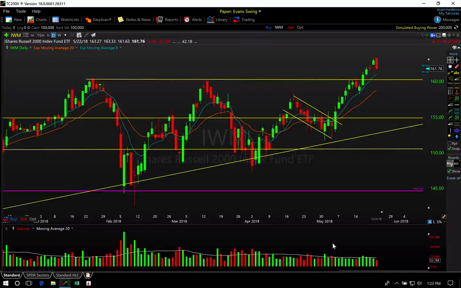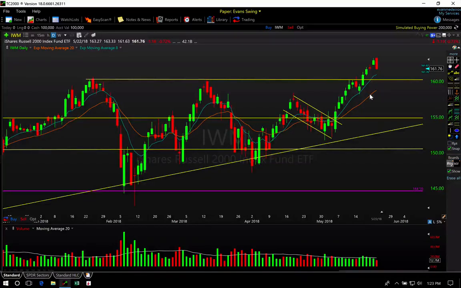Given the fact that it has been up almost a dozen days in a row here, I think a pullback even to 160 or so is totally reasonable. It's only about a percent or so in the IWM. So realistically, a 2 or 3 day pullback to retest this breakout is totally reasonable. So let's see if that happens.